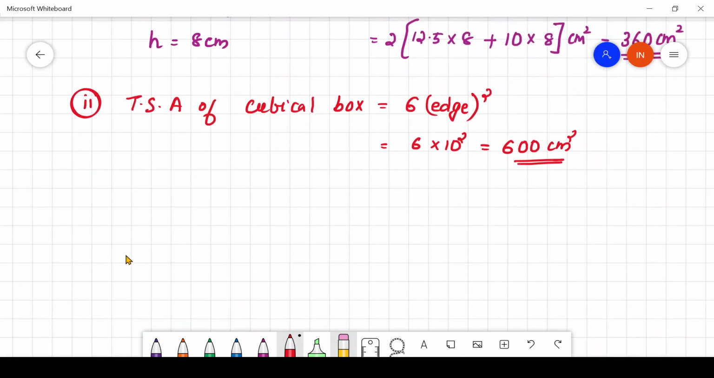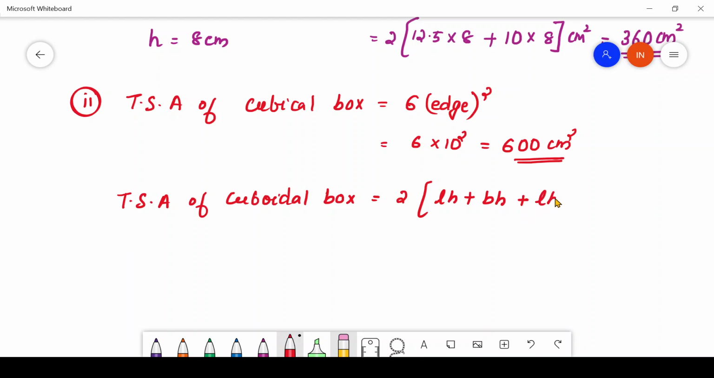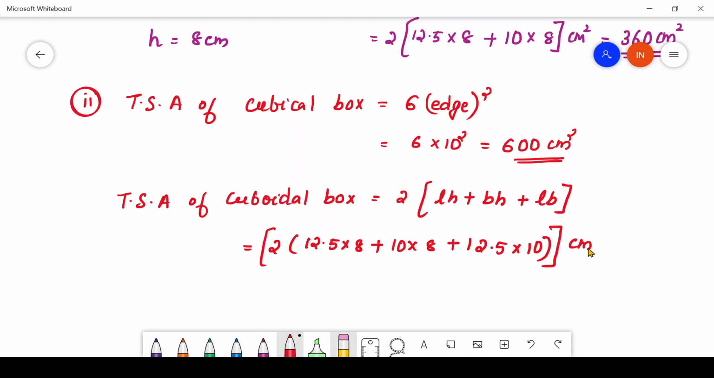Now we are moving towards finding the TSA of the cuboidal box. TSA of the cuboidal box is equal to, you know the formula, 2 into (LH plus BH plus LB). Very good. So we are going to substitute here: 2 into (12.5 multiplied by 8 plus 10 multiplied by 8 plus 12.5 multiplied by 10) centimeter square. You will get the answer as 610 centimeter square.